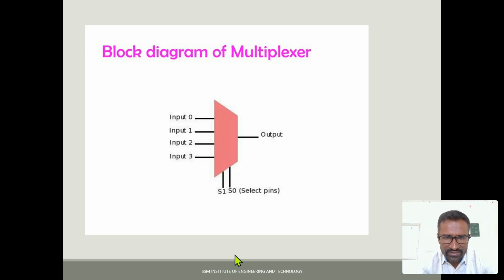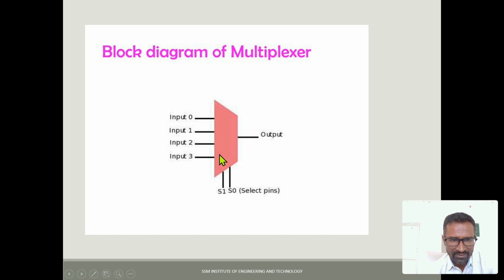This is the block diagram. We can see the block diagram for a 4 is to 1 MUX, many to 1. The output is 1, it is fixed, while the inputs we can vary. So 2 is to 1 MUX is available, 4 is to 1, 8 is to 1, 16 is to 1, 32 is to 1, 64 is to 1, and likewise it goes on.